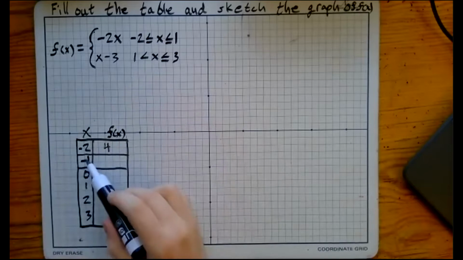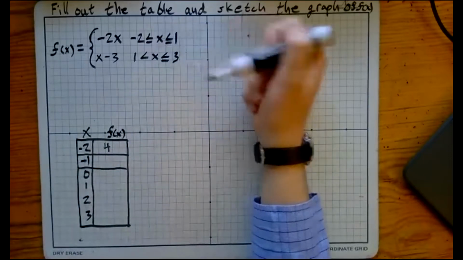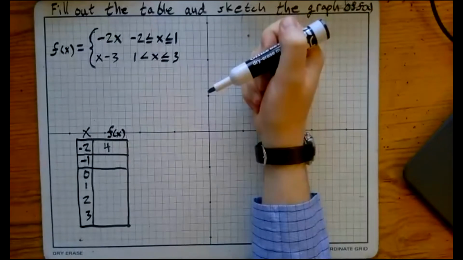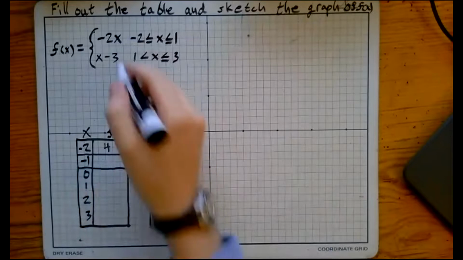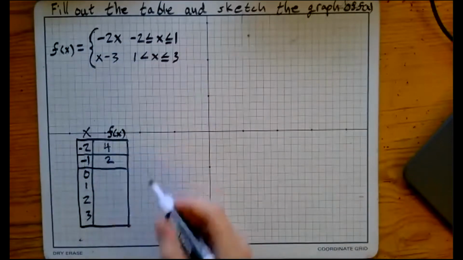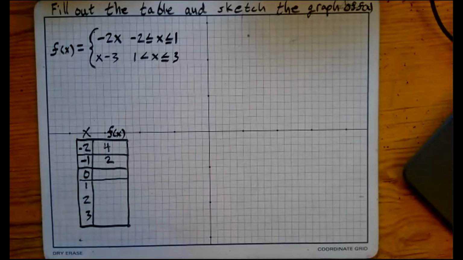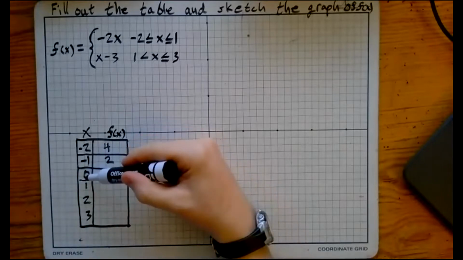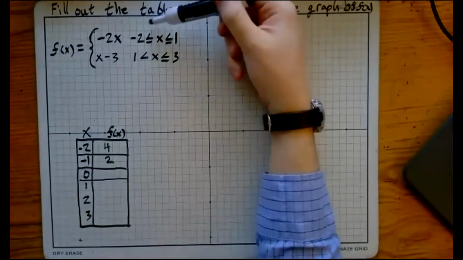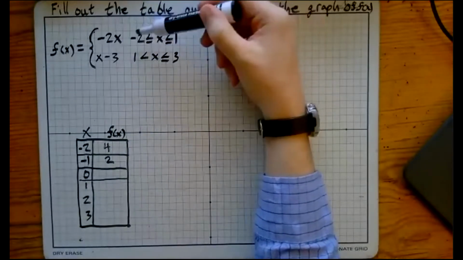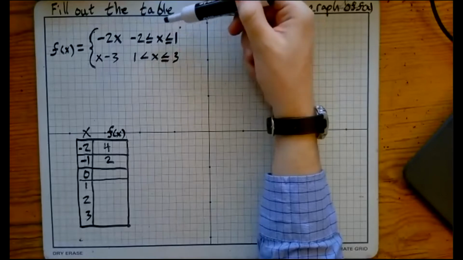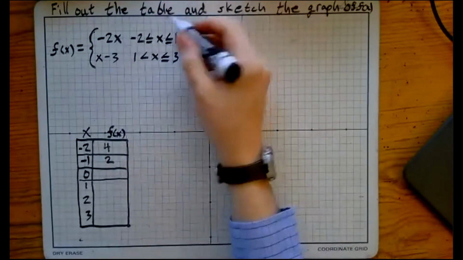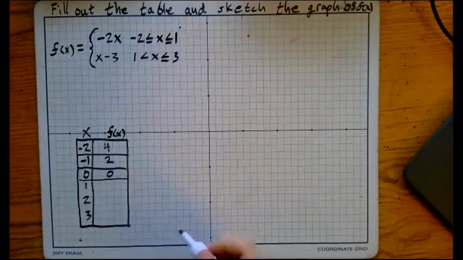All right. When x is negative 1, what rule will I use, top or bottom? Top. Negative 2 times negative 1, that's a positive 2. I'm going to go a little bit speedy here so we have time for at least one more example. When x is 0, 0 is in between negative 2 and 1, so negative 2 is less than or equal to 0, which is less than or equal to 1. So we'll use the top rule. Negative 2 times 0 is 0.